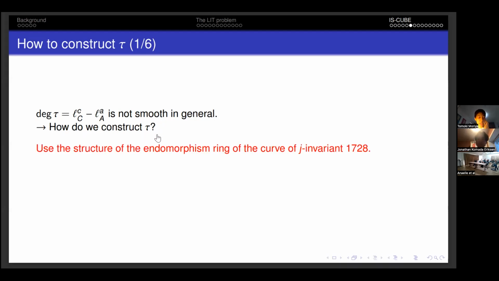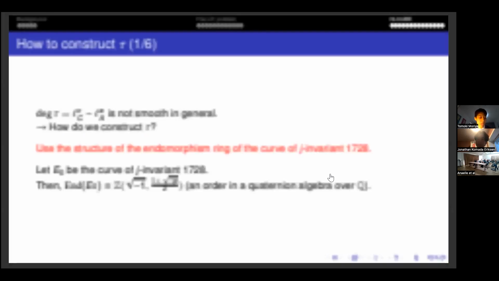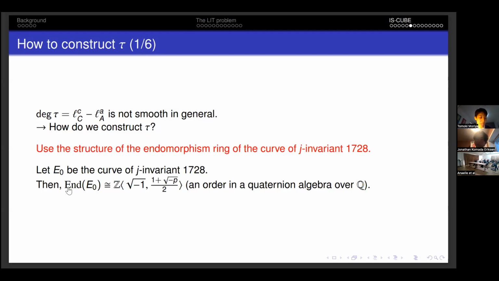Today I explain the method that uses the structure of the endomorphism ring of the curve with j-invariant 1728. This is a very easy remark. Let E0 be a curve with j-invariant 1728. Then the endomorphism ring of E0 is represented as an order in the quaternion algebra over Q. So by using this structure, we can construct tau.